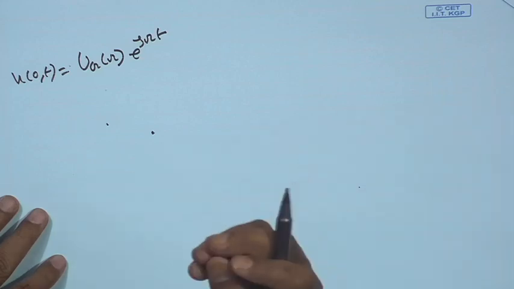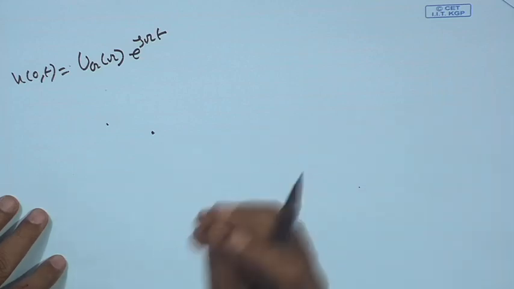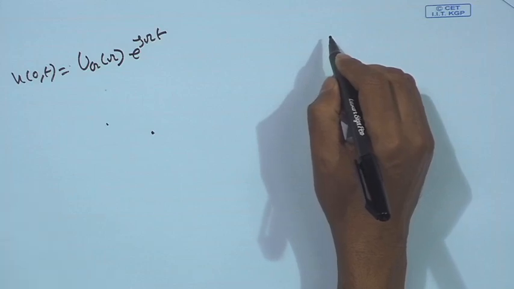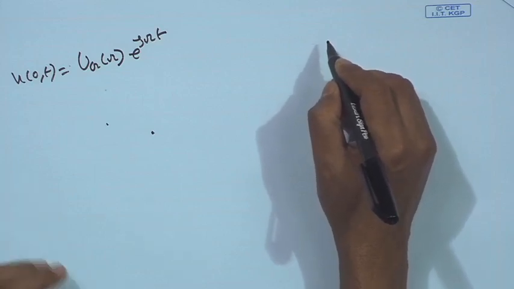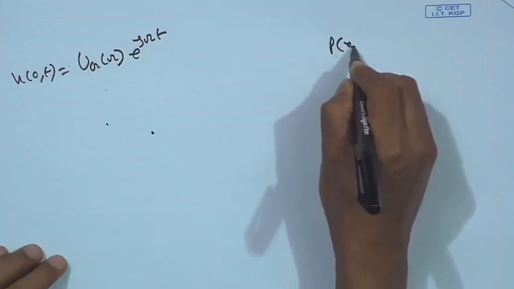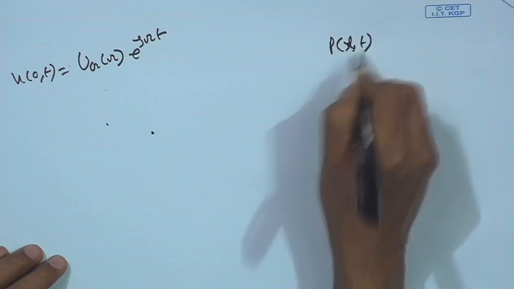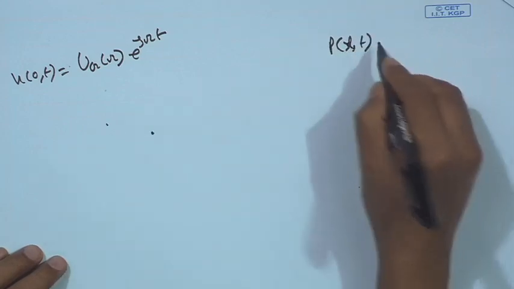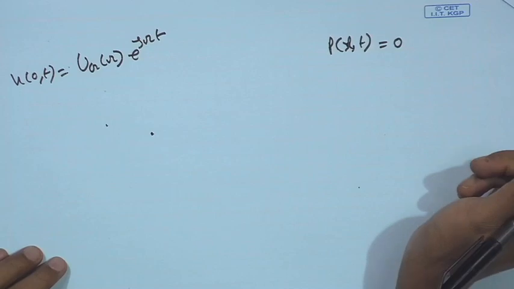And at the lips, for low frequency the radiation load is completely not there. So what will happen at the lips? It is again atmospheric pressure. So I can say p(L,t) at x equal to L is equal to 0.